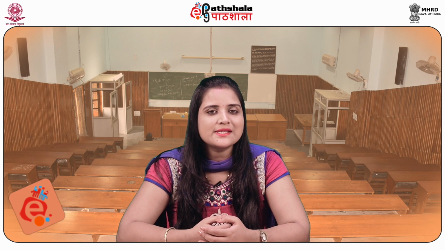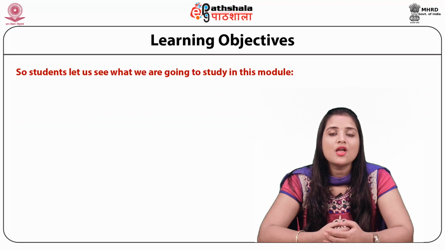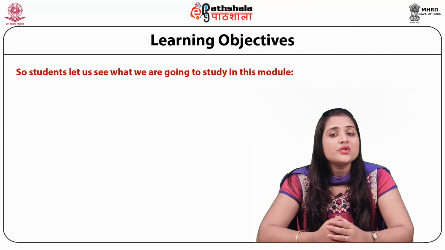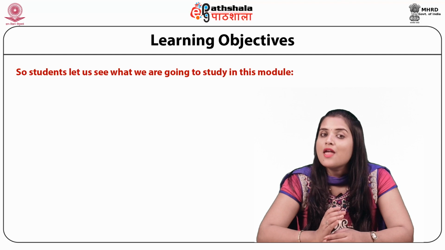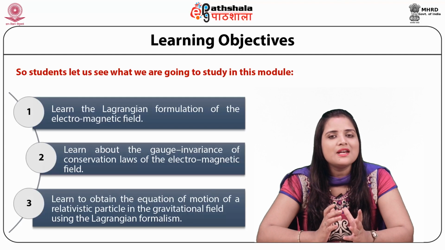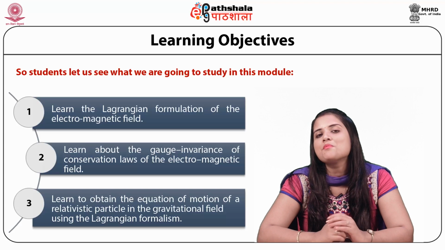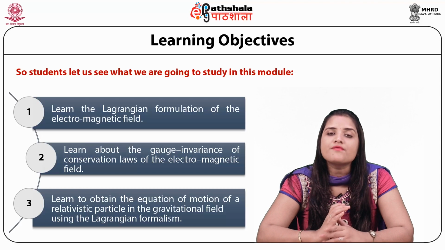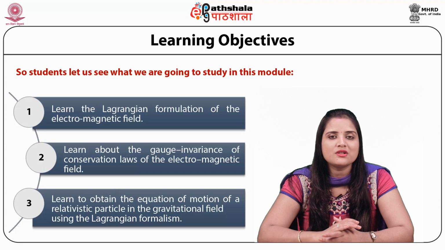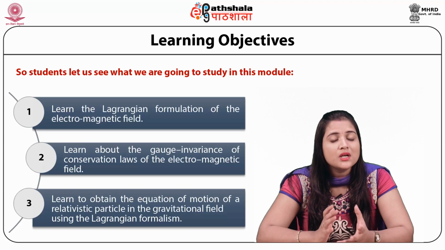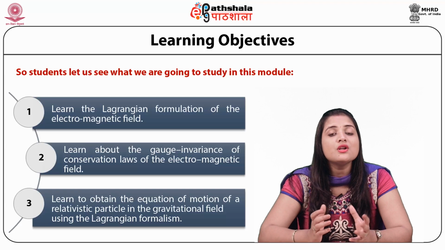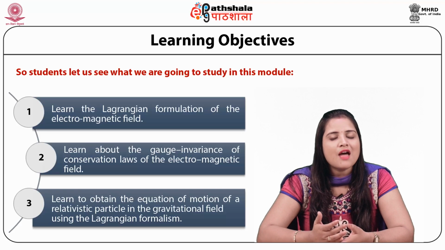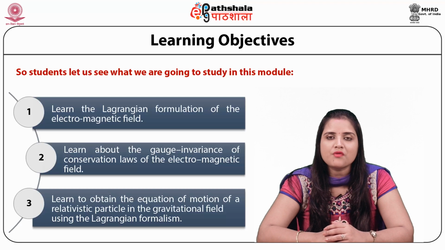Today we are going to discuss the module Classical Theory of Fields 2 from the paper Classical Mechanics. Students, let us see what we are going to learn in this module. In this module, we will learn the Lagrangian formulation of the electromagnetic field. Secondly, we will learn about the gauge invariance of conservation laws of the electromagnetic field. We will learn to obtain the equations of motion of a relativistic particle in the gravitational field using the Lagrangian formalism.